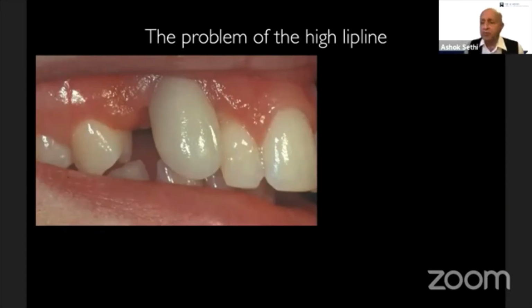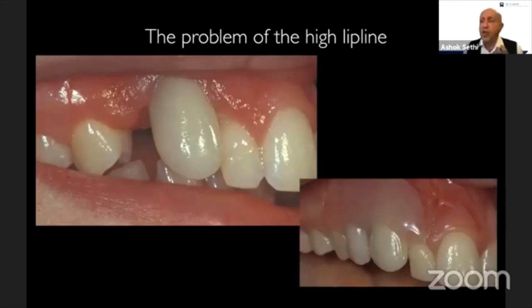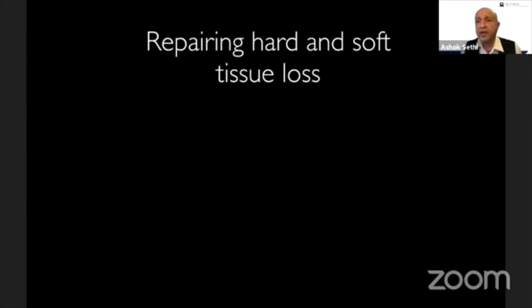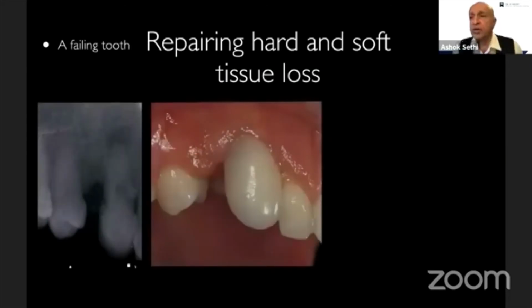Our problem is the high lip line. Patients like this often can't go around like that, rightly so, because they show all this, and they often go around with a little pink veneer and a partial denture to cover the long tooth that's visible there. So we've got to be able to repair both the hard and soft tissues, and this is certainly something we will be addressing. We will show you how to do this.